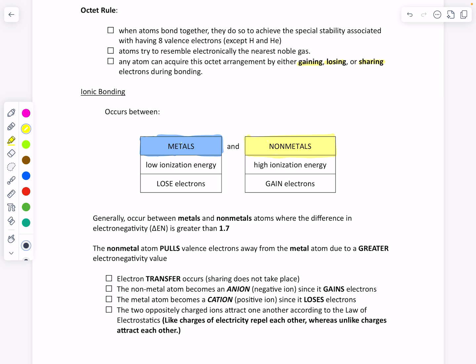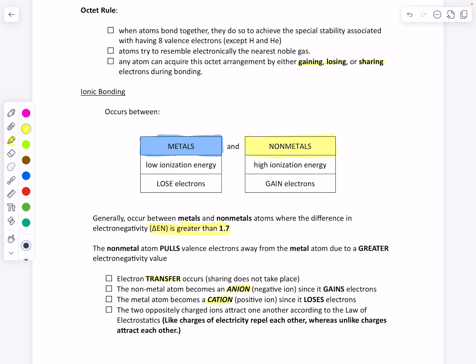Generally, ionic bonds occur between metals and nonmetals where the difference in electronegativity is greater than 1.7. The nonmetal atom pulls valence electrons away from the metal due to a greater electronegativity value. Electron transfer occurs, sharing doesn't take place, a complete transfer happens. The nonmetal becomes an anion, a negative ion, since it gains electrons, and the metal becomes a cation, a positive ion, since it loses electrons.